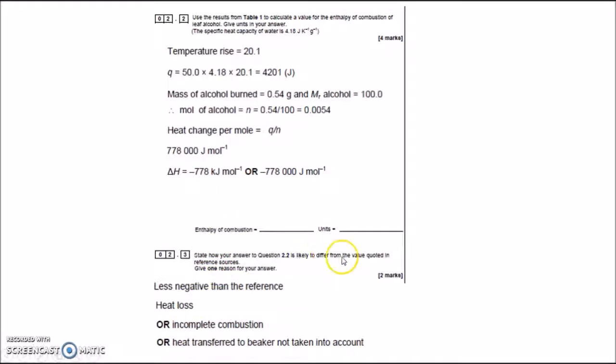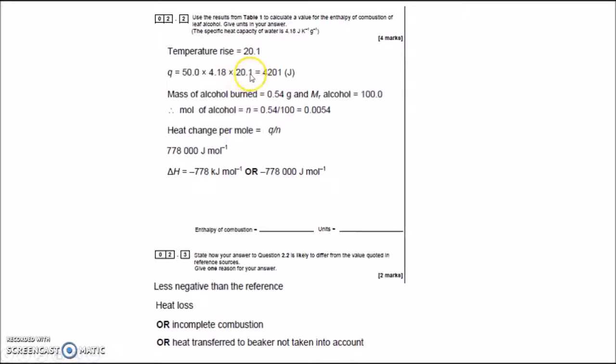Oh, and let's have a look how it's going to differ. There's a mark for saying that it's less negative. How does that work out? Less negative, a smaller negative number. That's because not all of the heat will be measured. Some of it will be lost, and so it won't measure as large a temperature rise, so that number will be smaller.